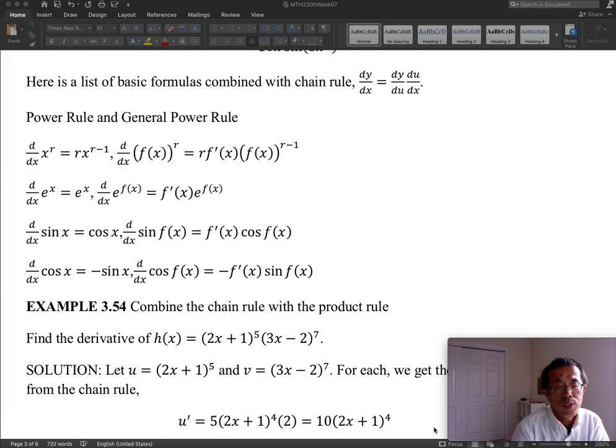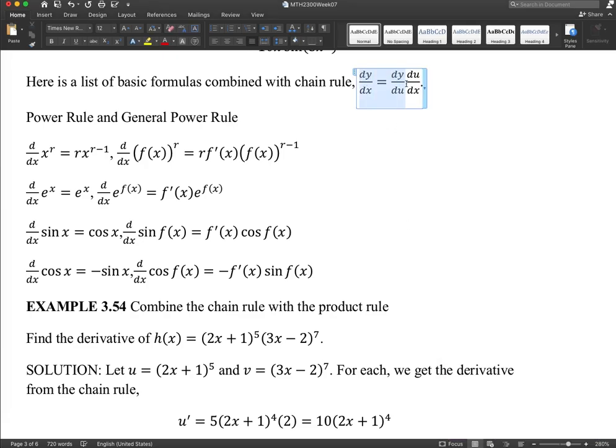We are in the discussion of chain rule. Here it is, the chain rule right here. This is the chain rule. dy/dx is dy/du times du/dx.